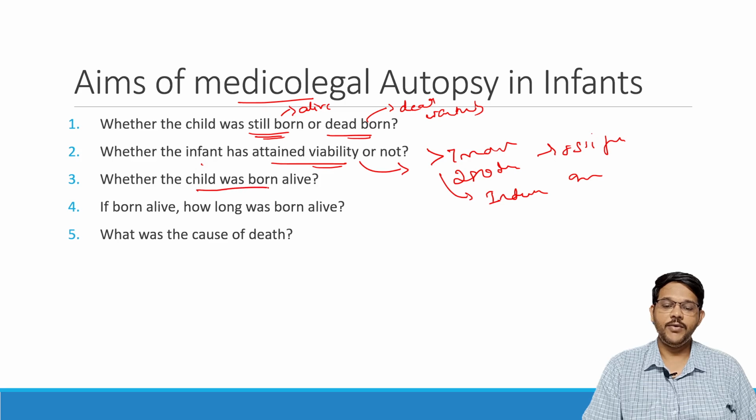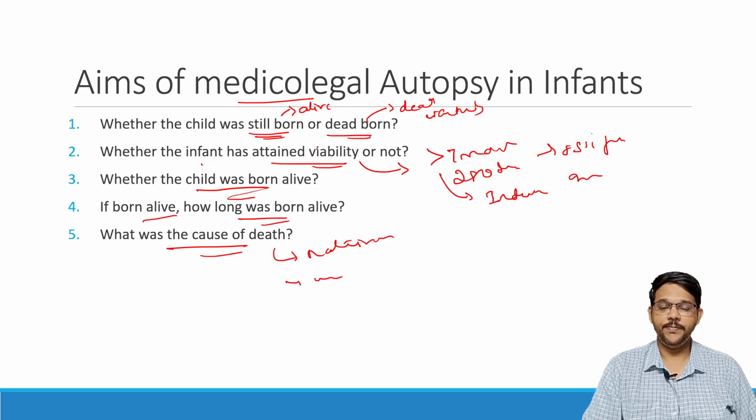Then, whether the child was born alive or not, that is, after delivery whether the child was alive or dead. If the child was alive and survived for a few days, it becomes a very serious offence. If born alive, how long the child lived also has to be determined. Then what was the cause of death, whether natural death, some unnatural death or some homicidal method, has to be determined by doing the autopsy.